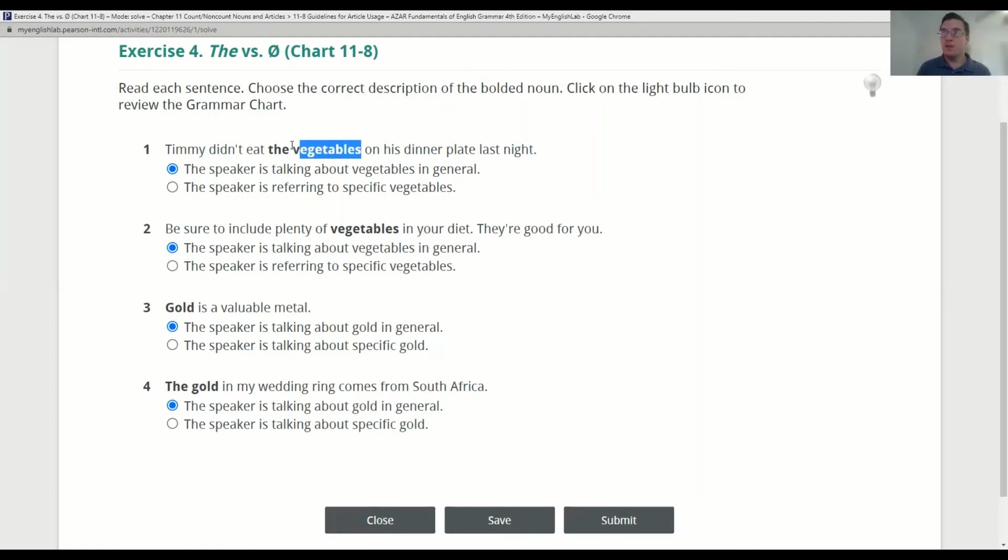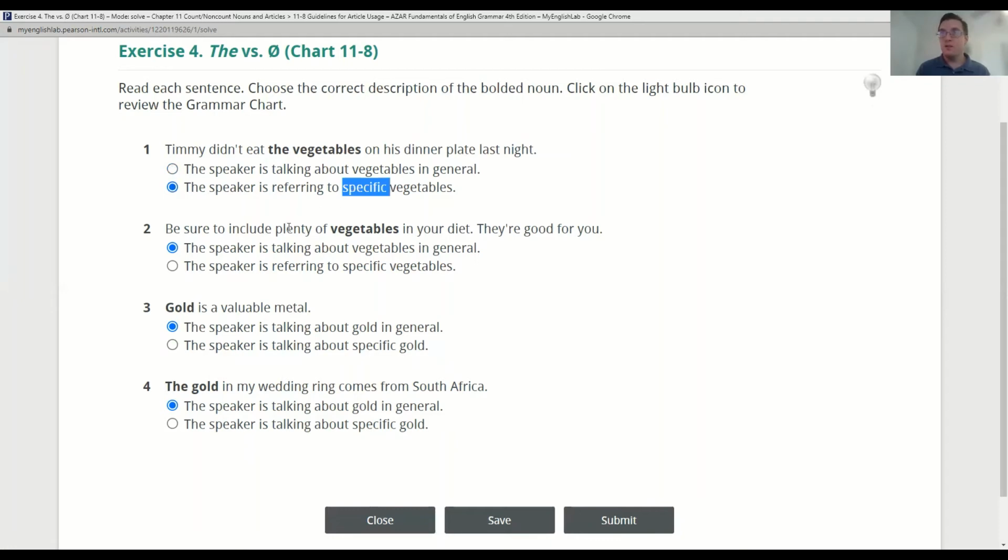Okay, and we look at this sentence here, we see the. That really tells me these are specific. Okay, which vegetables? If it's specific, I can identify them. They are the vegetables that were on Timmy's dinner plate last night. So I'm talking about Timmy's vegetables. So number one, I want to click on specific vegetables.